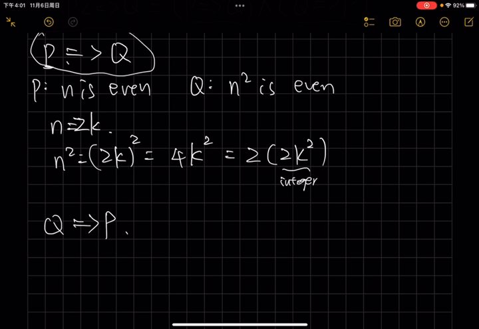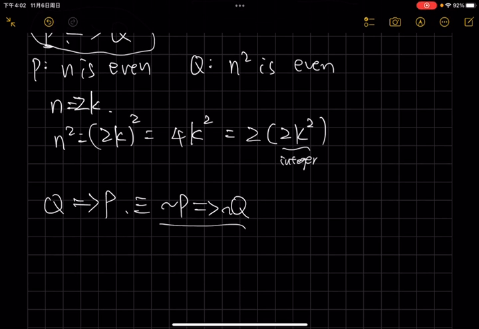So what is the contrapositive? Basically, this is the contrapositive: not Q implies not P. I just wrote it again. This is equal to this; they are equivalent. So this is called the contrapositive. We reverse P and put it here, and then we reverse Q and put it here. Okay, now let's prove it.